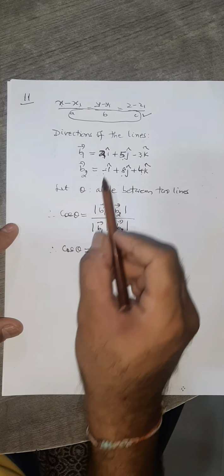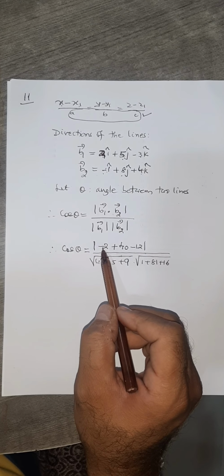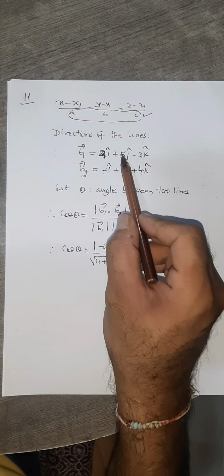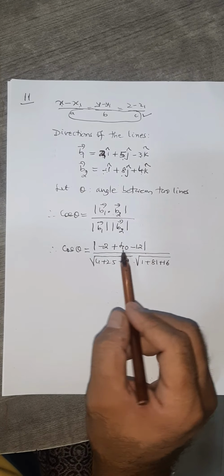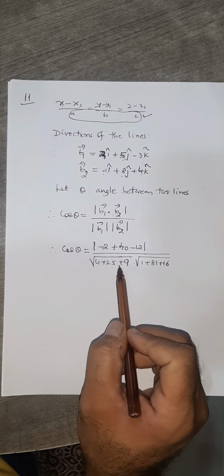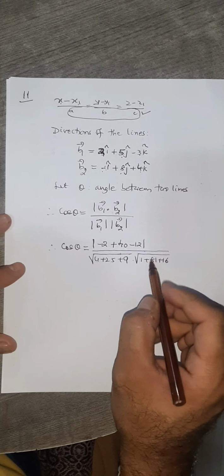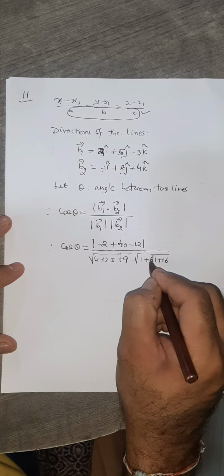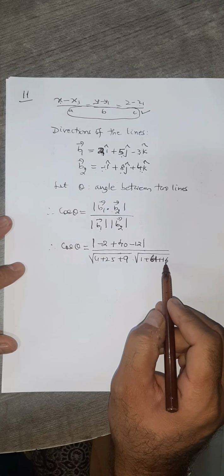I repeat the dot product. This into this, which is nothing but what? Minus 1. Then 5 into it, which is 40. And this is minus 12. Then the magnitude of the first one, 4 plus 25 plus 9. 1 plus, oh sorry, this is not 81. This is 64, I'm sorry. 64 plus 4 square, which is 16.